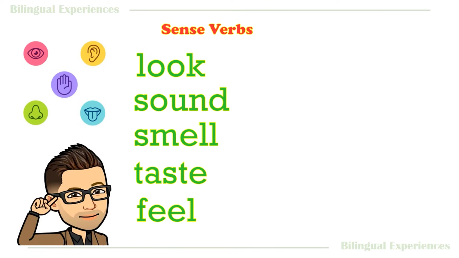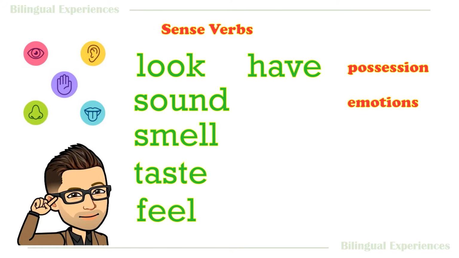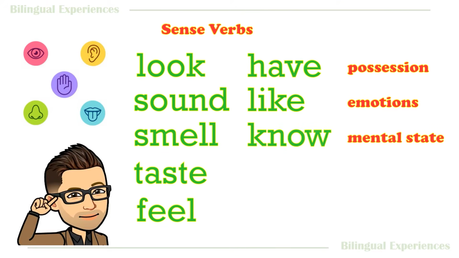Stative verbs or non-action verbs also include possession verbs such as have or own. We also have verbs related to emotions such as like and love. We also have mental state verbs, which include verbs such as know or understand. And finally, other verbs, for example, cost.